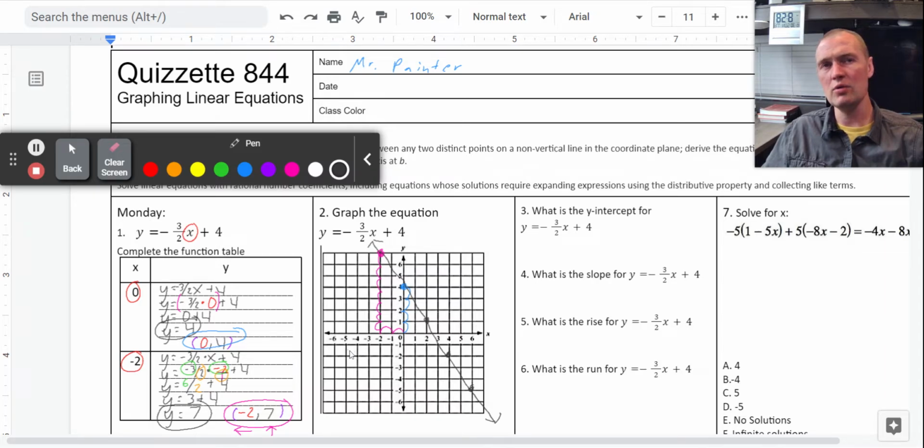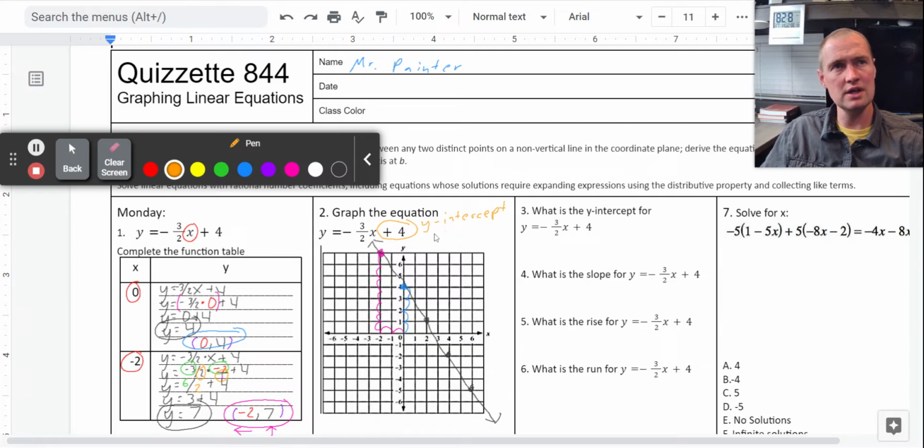Now, that is one way to do it. What about another way? Check this out. Given that you have the equation y equals negative 3 over 2x plus 4, you can start with something called the y-intercept.